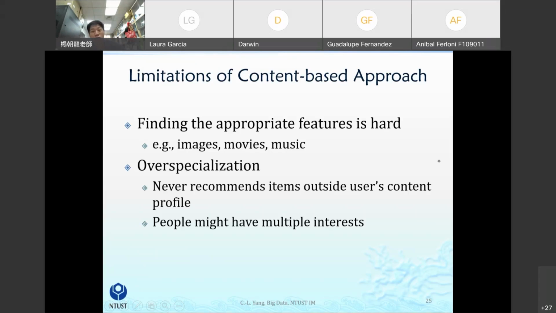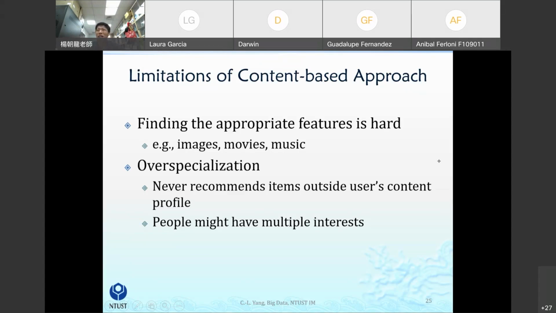And also, they have some other issues. You might have over-specialization. That means since you already know the customer's profile, you never recommend items outside the customer's profile, of course, right? For example, I particularly like one kind of coffee, so you keep recommending those things to me. So you have no way to know more about me. Maybe I don't only like these things.